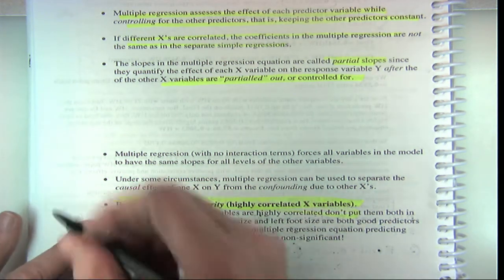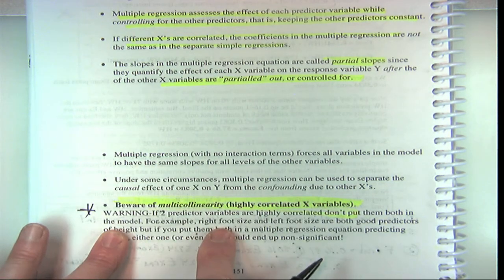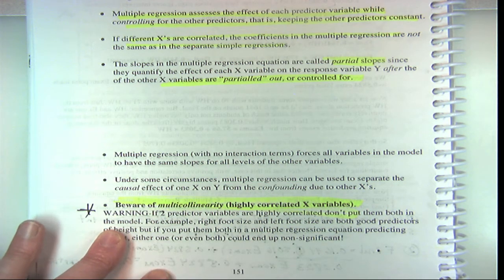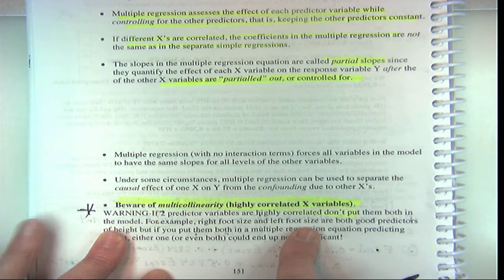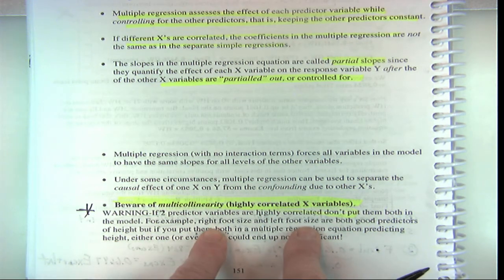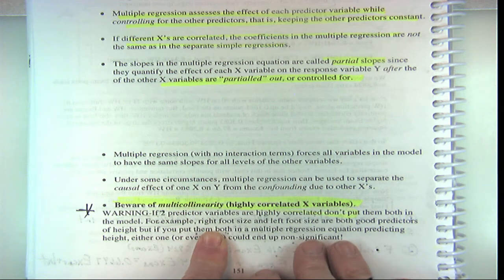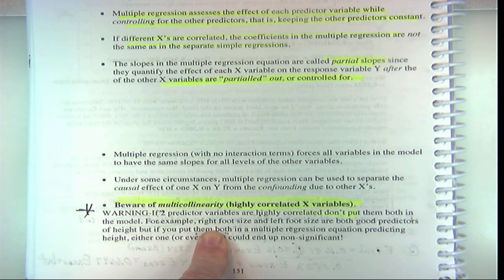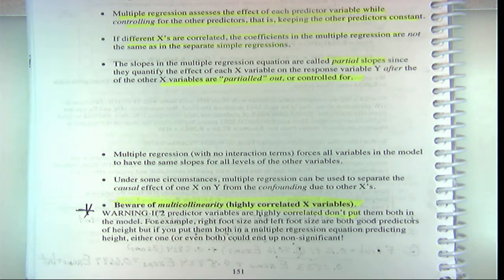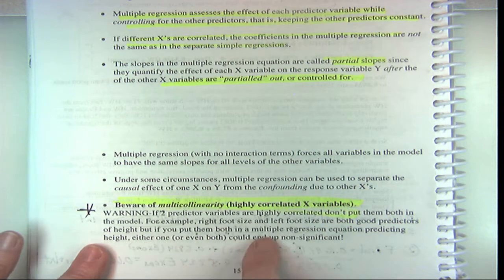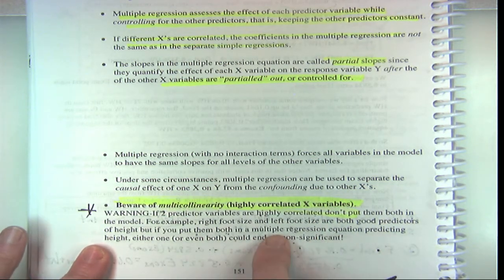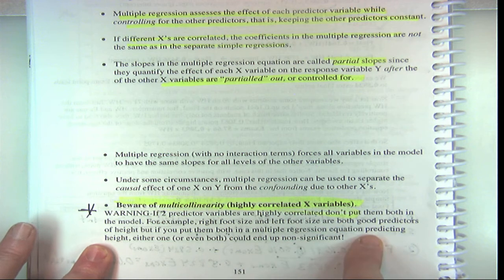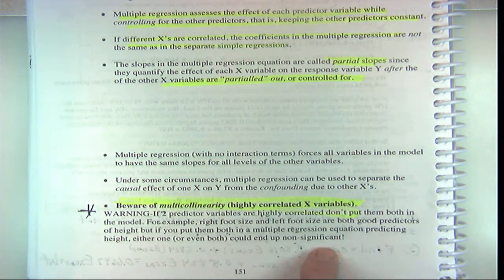The example I like to use is, imagine you know that your right foot size is a very good predictor of your height. But if you add the left foot size in, because they're so highly correlated, almost anything could happen. The regression program will fit the peculiarities of that particular data set, and you could end up with both of them being insignificant and only together being significant, or one dropping out or the other. If you put them both in a multiple regression equation predicting height, either one or even both could end up non-significant.